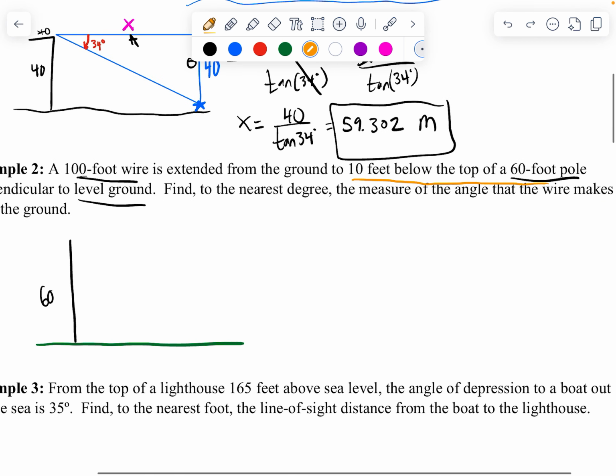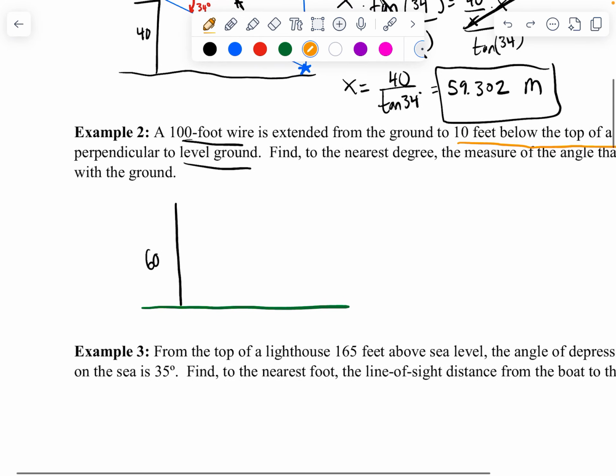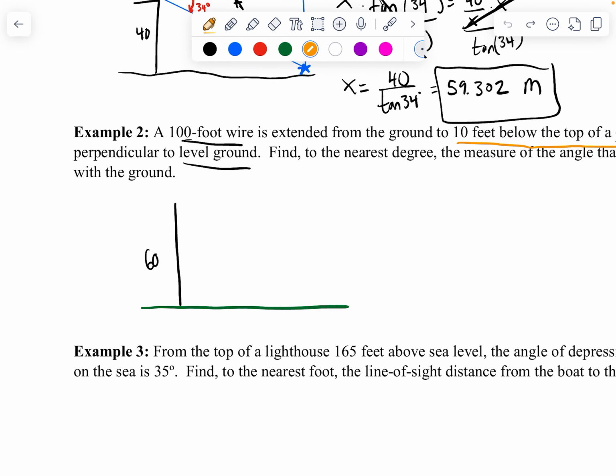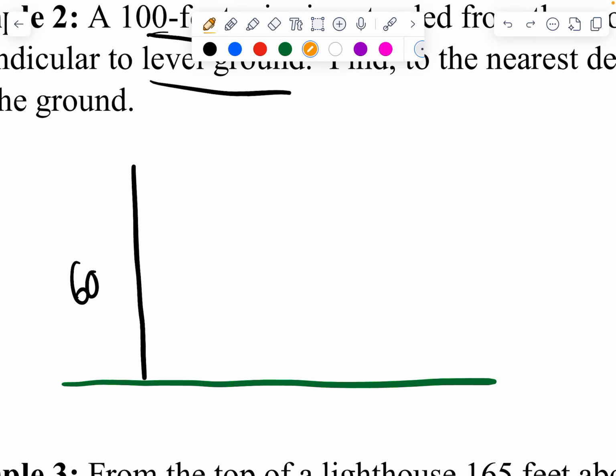Now, this 10 feet below the top sometimes freaks students out. Guys, here is your pole. If I am connecting a wire to the pole, can I connect the wire 10 feet that direction? No, that's not on the pole. You can't connect a wire to a pole using thin air. It's not a thing, right? It has to connect on the pole. There's nowhere else it can go. So if here's the top, 10 feet from the top, that means that this is 50 feet, because that's 10, right? And that's your connection of wire.